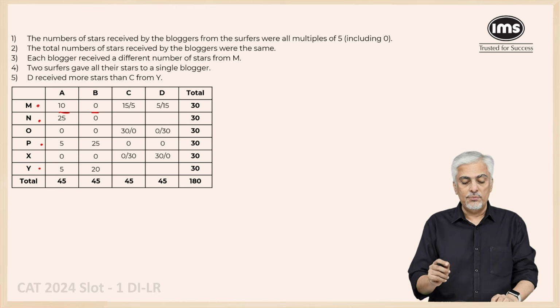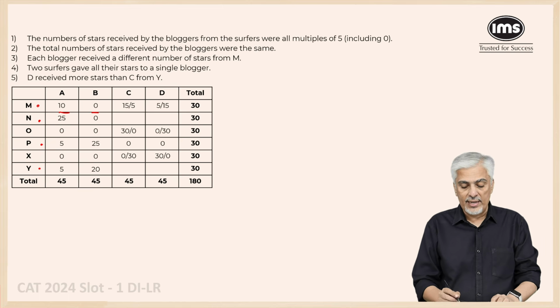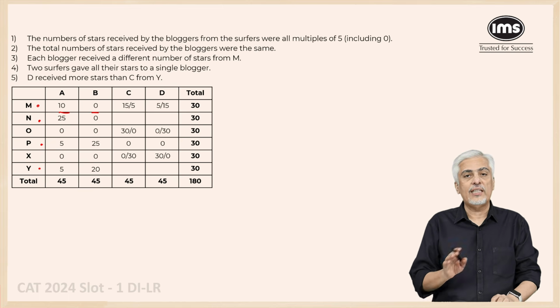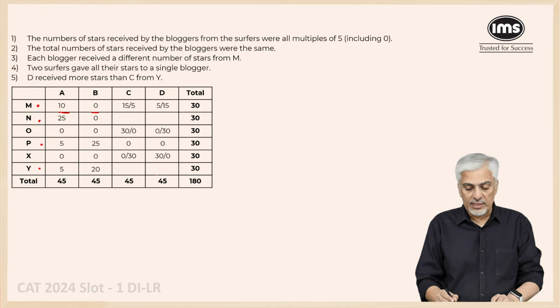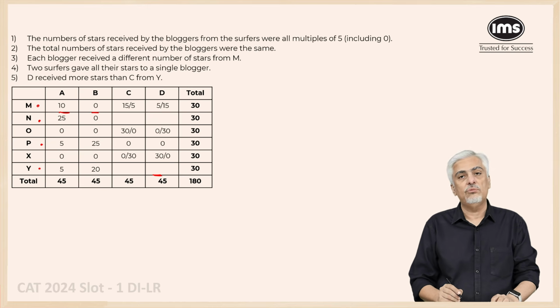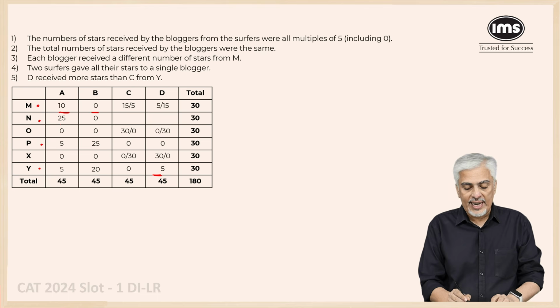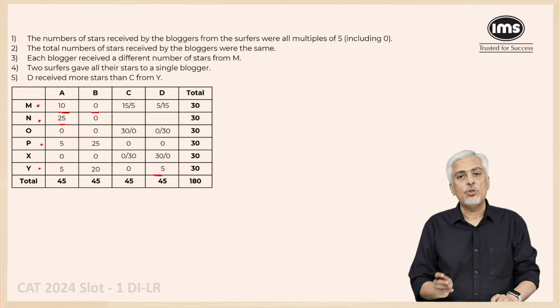D received more stars than C from Y. Now, Y has to give 5 more. So, it can give only 5, 0. So, this means it will give 5 to D and 0 to C. So, we got that also. Now, if you look at N, N is also missing only 5. That means the only possibility is 5, 0 over here. So, 5, 0 or 0, 5.